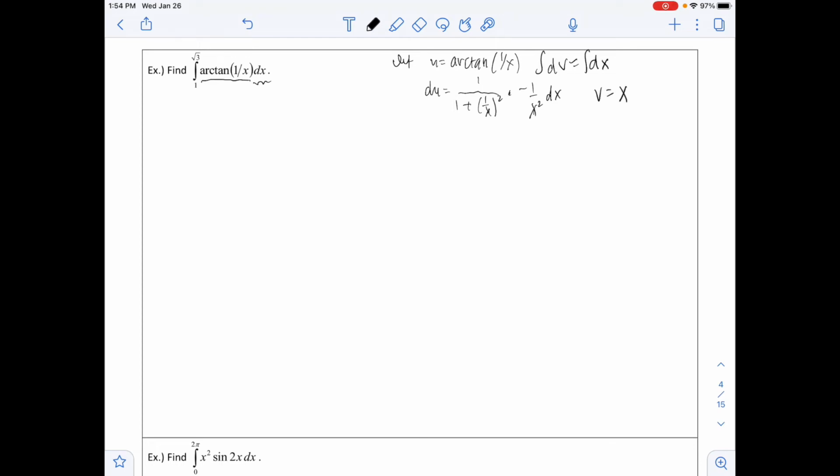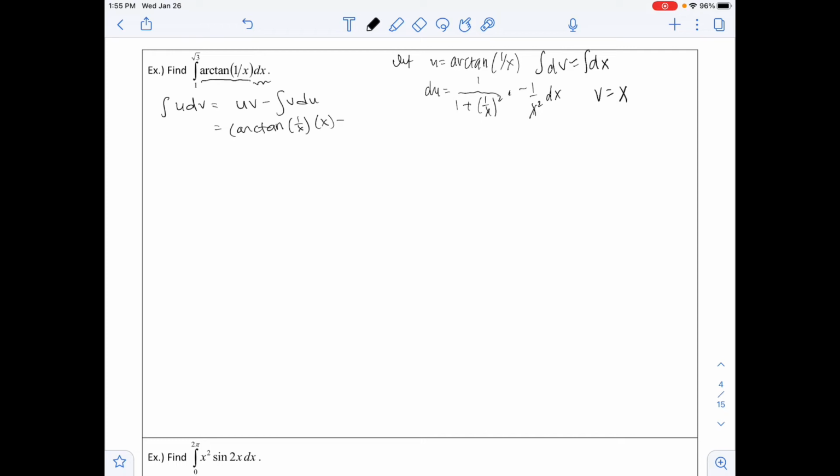And then integrating dv, we end up with v is equal to x. So using our integration by parts formula, which is the integral of u dv, we have uv minus the integral of v du. And from here I'm going to substitute in everything that we have. So our u value is arctangent of 1 over x times v, and v is just going to be x.